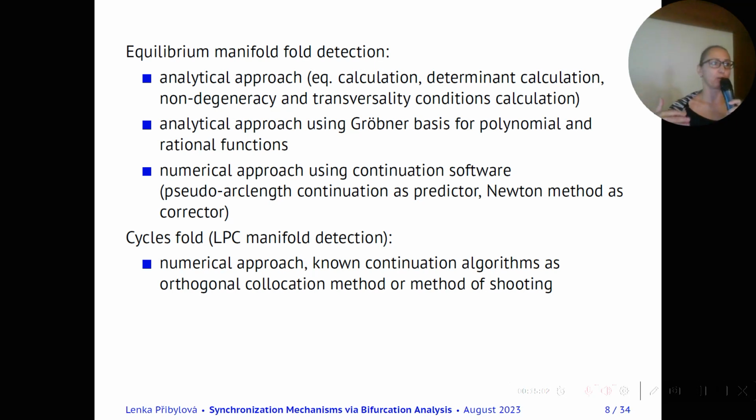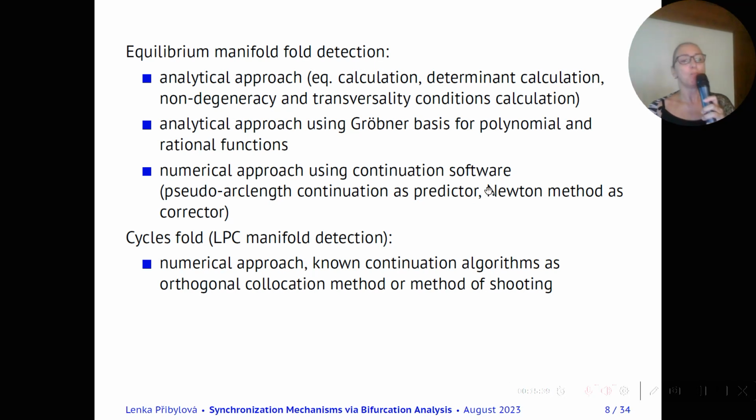You use orthogonal collocation methods, or maybe a shooting method or something like that, and you can also compute the branch, and you can detect the fold, because it's very easy. You can compute the multiplier of the cycle, and at the moment it crosses 1, you simply have the fold. So in the case of an equilibrium, it was a zero determinant, and in the case of a cycle, it is another multiplier equal to 1, because one multiplier of a cycle is always 1. So we have numerical methods.